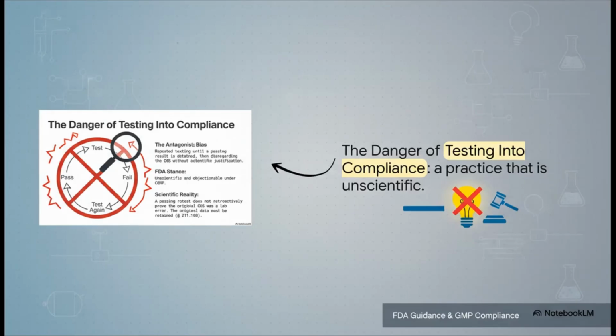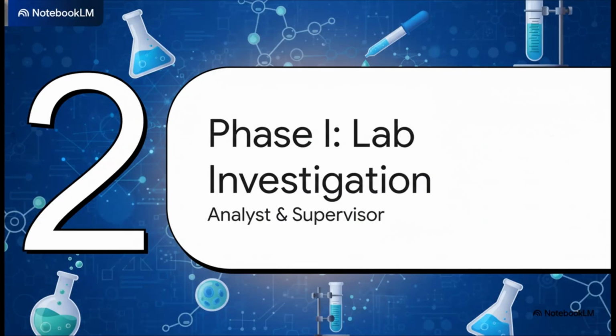And that mindset leads us directly to the biggest pitfall, the number one thing this guidance is designed to prevent: testing into compliance. This is the practice of just retesting over and over again until you get a number you like. It's completely unscientific, it's a major red flag for regulators, and it totally misses the point of finding out what actually went wrong. Okay, so with those core principles in mind, let's move into phase 1, the laboratory investigation.